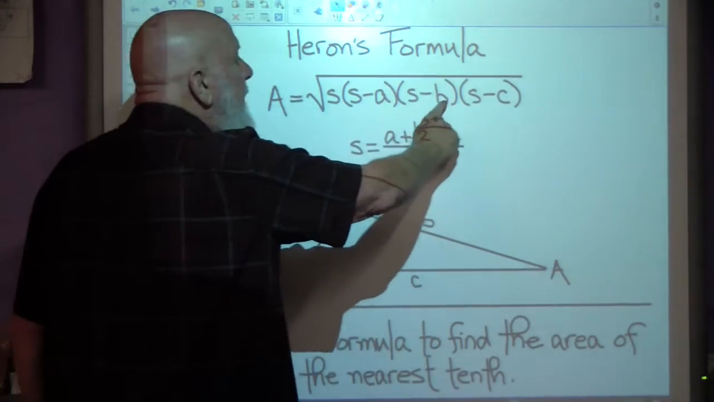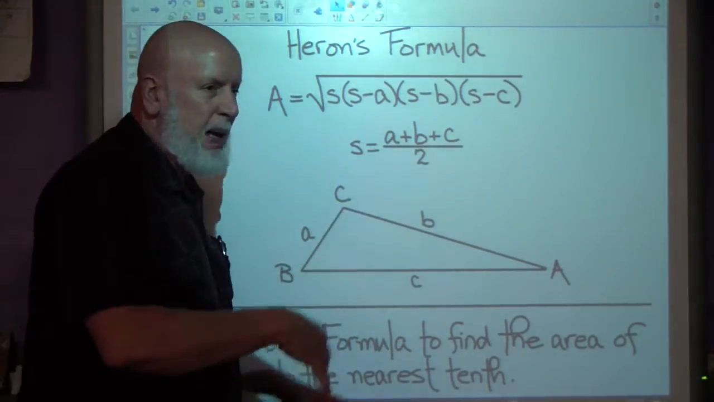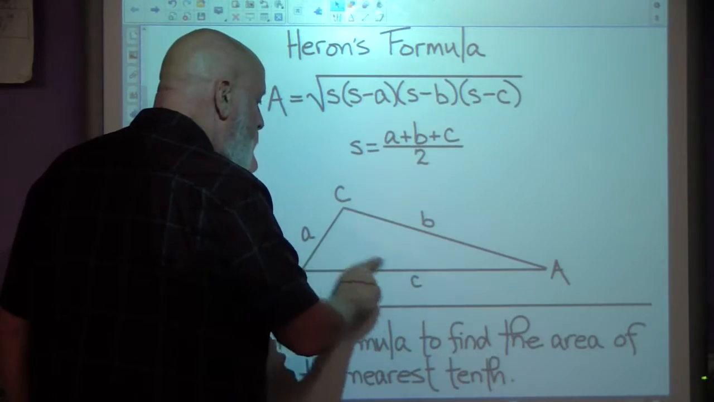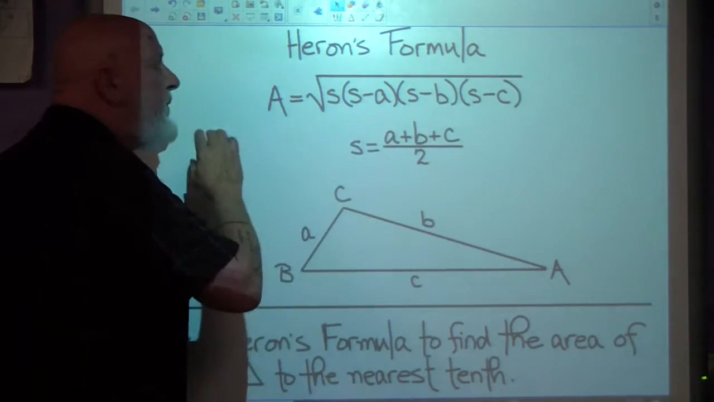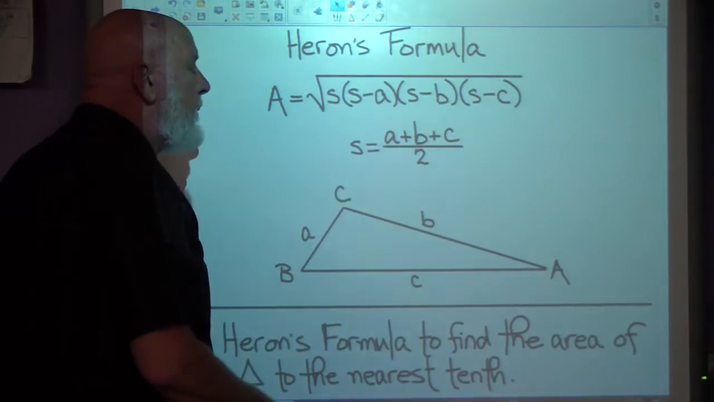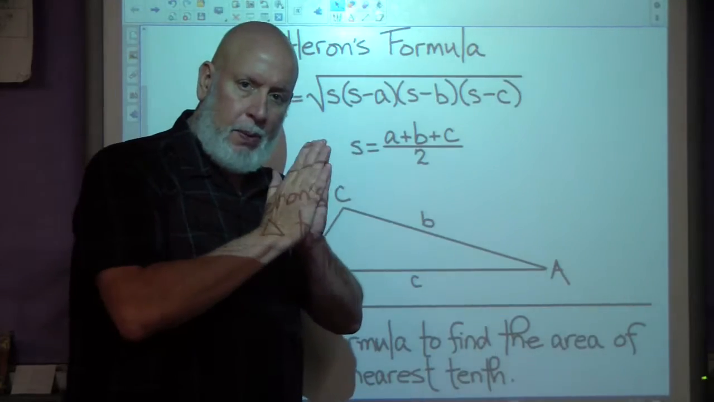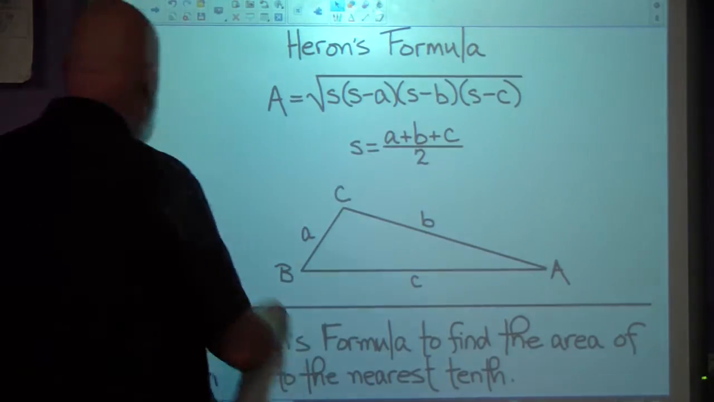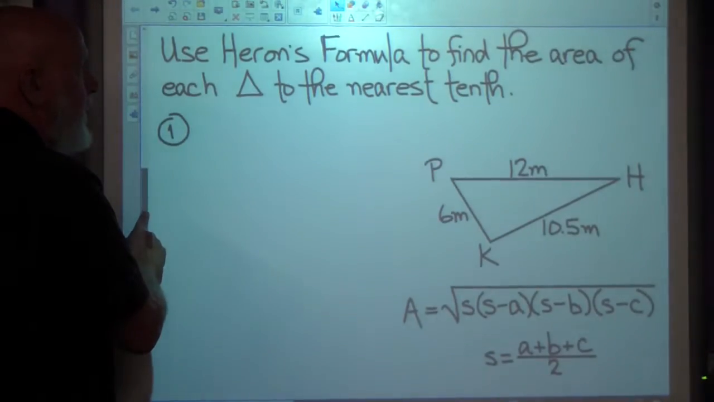Plug that value in right here. Then the A, B, and the C will be the sides of the triangle. And again, it doesn't matter if it's A, B, C, P, Q, R, or whatever. It's just the sides of the triangle. We'll go here, here, and here. And if we can get these plugged into the formula correctly, we will know the area of that triangle. So that's what we're going to try to do. Here we go. Here's what it would look like. I will try not to make any mistakes. No promises.